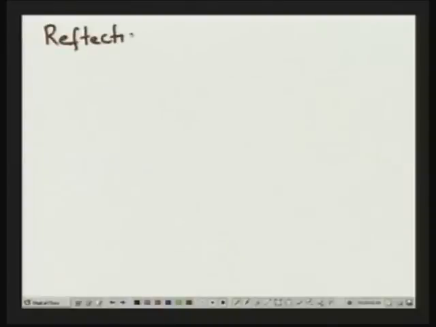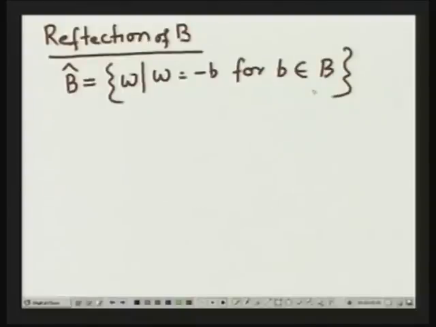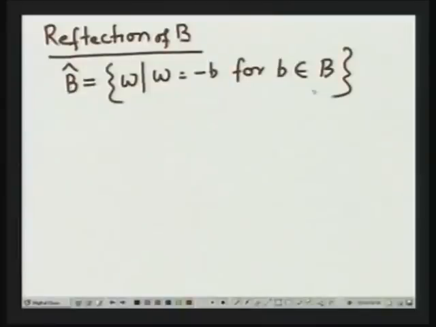So, what is this reflection? The reflection of a set B is usually represented as B hat, and B hat is the set of W such that W is equal to minus B for B belonging to set capital B. So, if I have a set of points which I call capital B, and I negate all the points belonging to set B, then the set of all those negated points is the reflection of set B, and this reflection is represented by B hat.